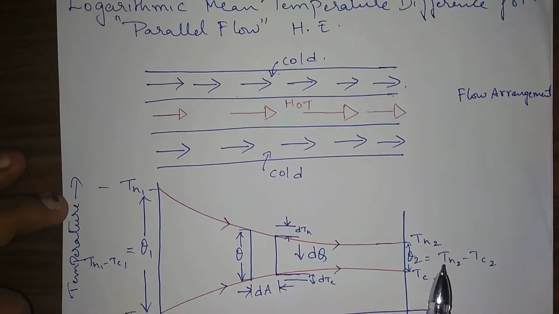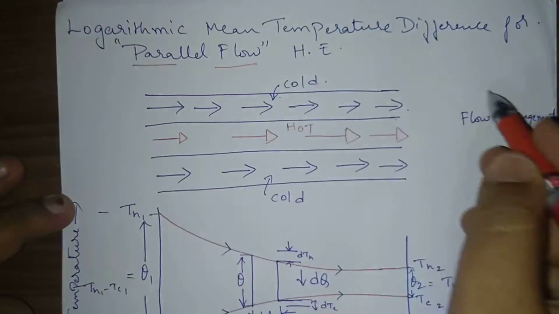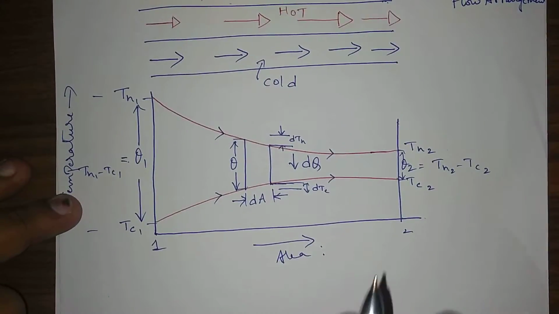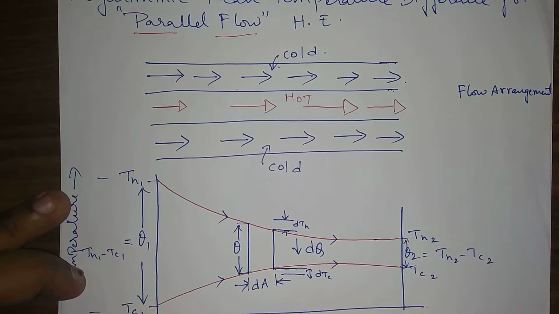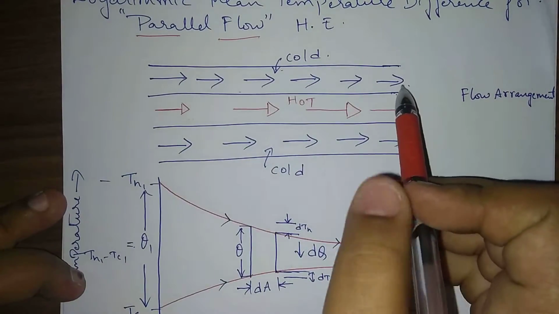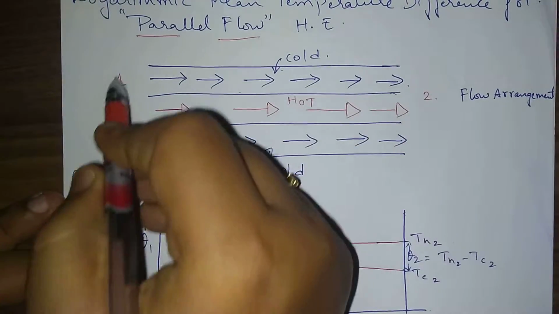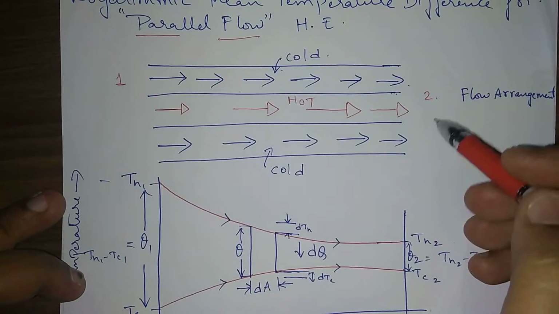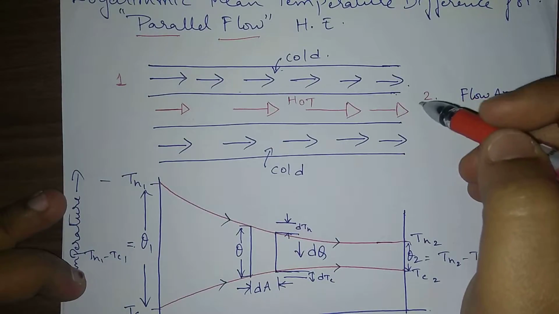So basically what is happening, this is a parallel flow heat exchanger. We have considered the flow arrangement and the respective graph here. So what is happening here? The cold fluid is entering from left to right. Let us call this 1 and this 2. So 1 represents the inlet and 2 represents the outlet. So this side is the inlet and this side is the outlet.